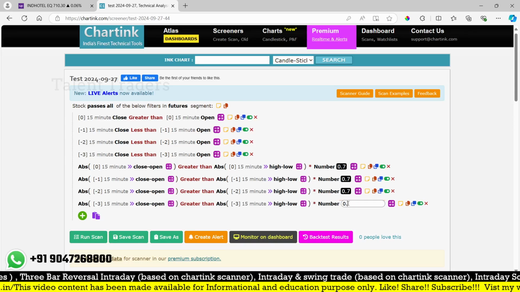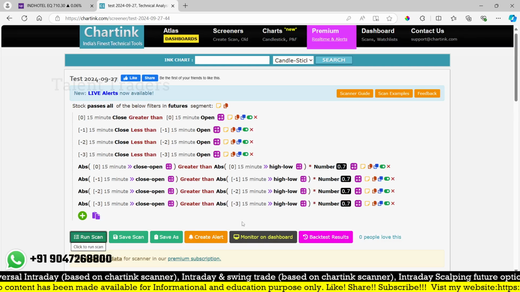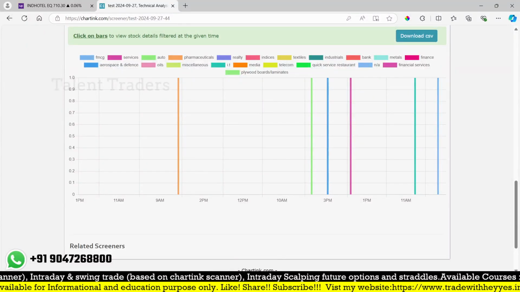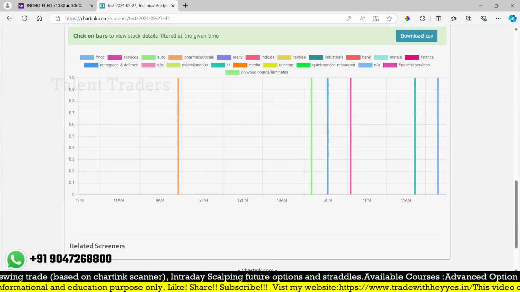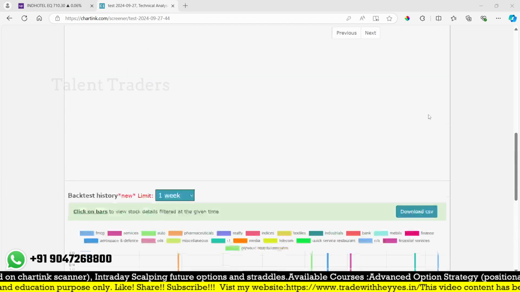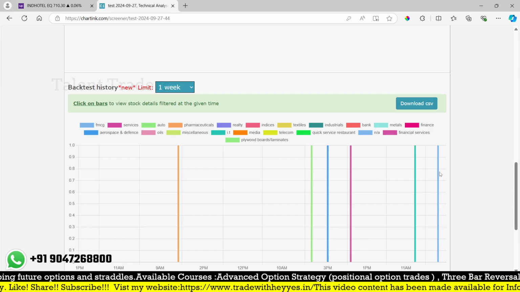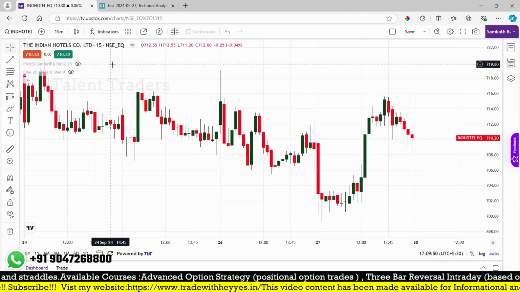From that, we will create some logic to filter out even fewer ones. So now we have some more stocks which gave us some ideas. But recently at 2:30, what would be the stock? Hindustan Unilever.